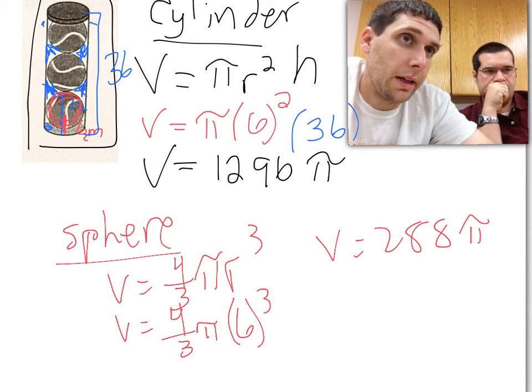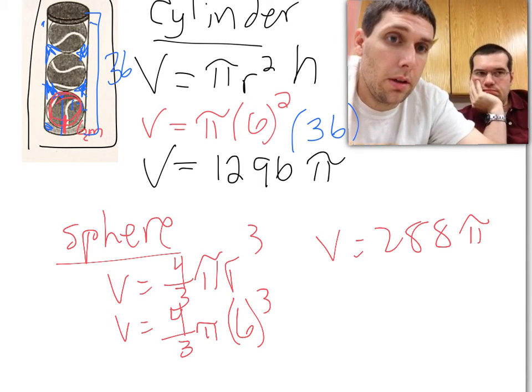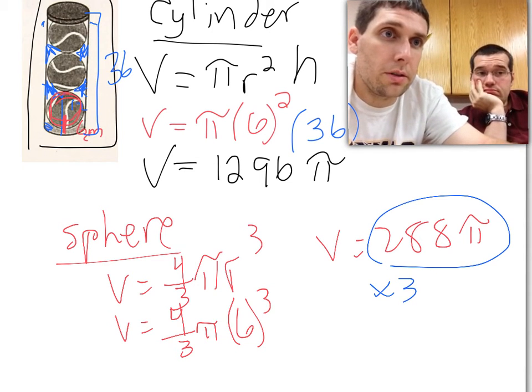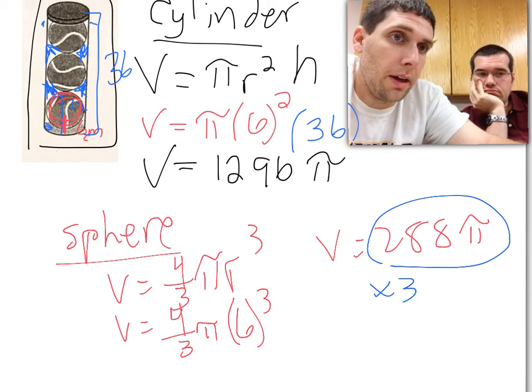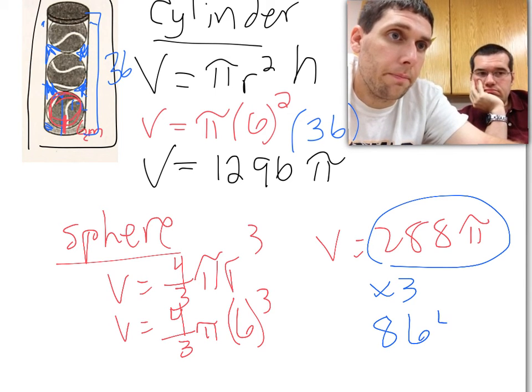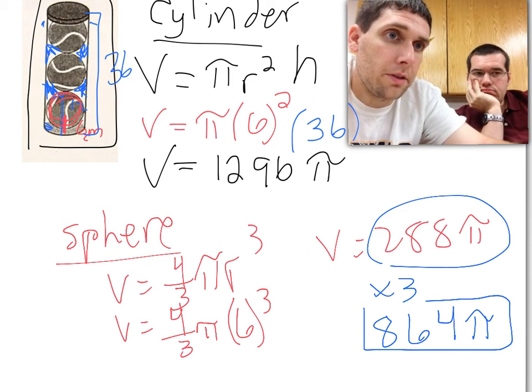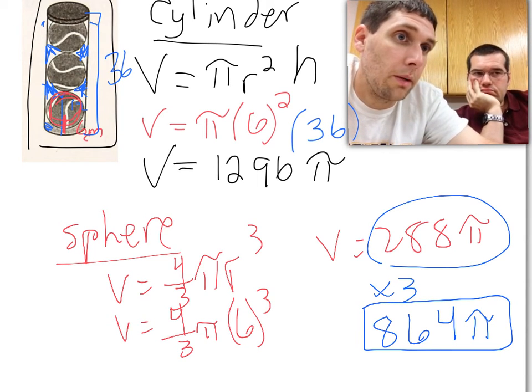Now that's one tennis ball. We have 3 tennis balls. So I'm going to take this answer here, times it by 3 because there are 3 tennis balls, and that will give me 864 pi. This is the amount of space inside the canister taken up by the tennis balls.